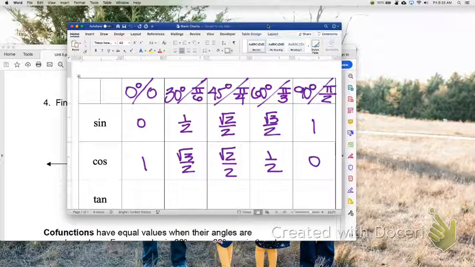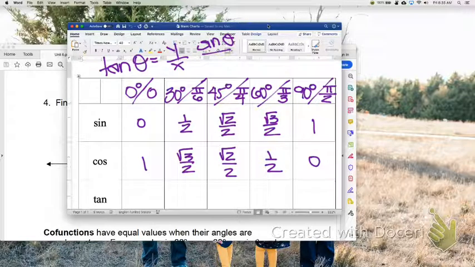Okay? Remember I told you earlier, tangent was defined as y over x. What did we say y was associated with? Sine. What did we say x is associated with? Cosine. Oh, why might I bring that up right now? Look how I have set up the chart. Sine divided by cosine gives me tangent.